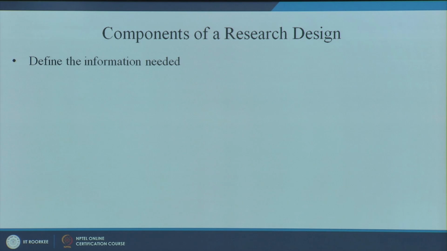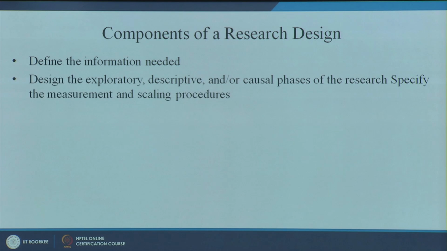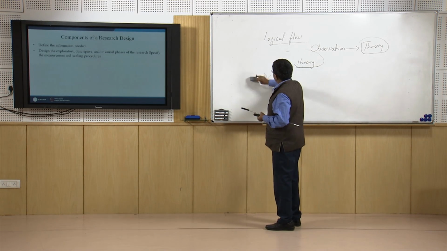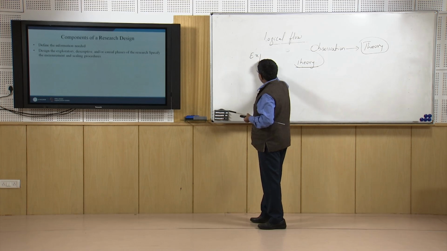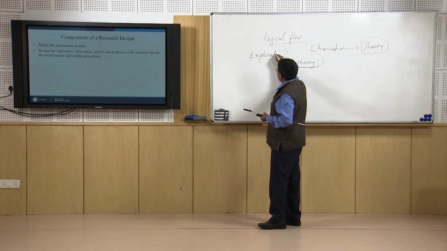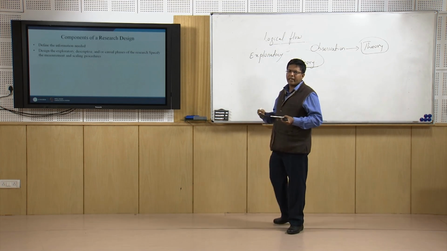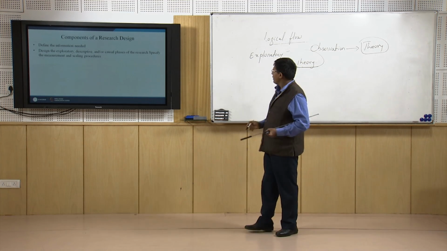So the components are, first, defining. We had started in the class, if you cannot define, your research will never be complete, right. Design the exploratory, descriptive or causal phases. Now when I talk about research design, it can basically be divided into 3 parts. So what are the 3 parts? First, we start with exploratory research, right. As you can understand from the name, exploratory, it is to explore something, okay.